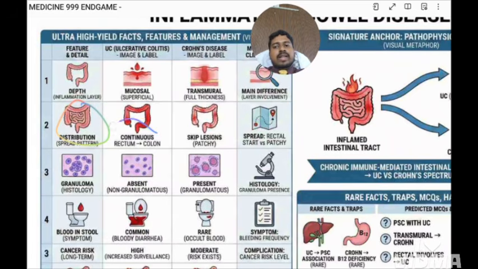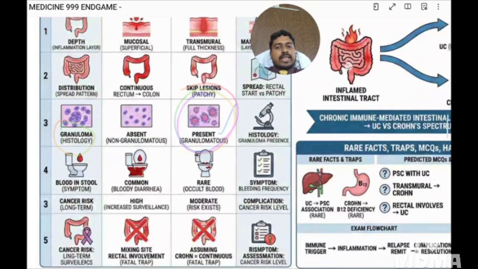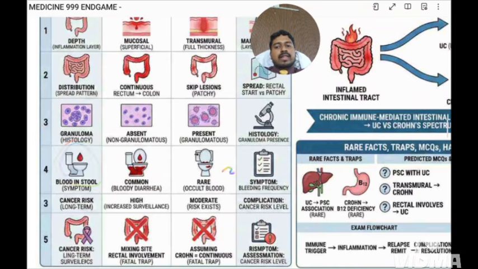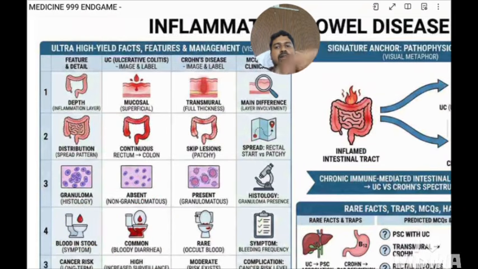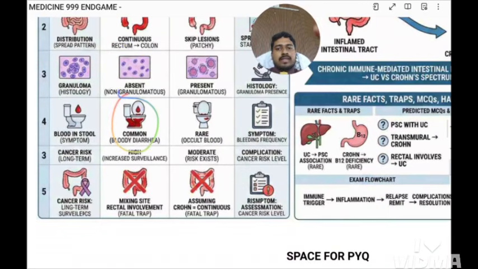Next, distribution wise it is continuous in ulcerative colitis. Crohn's I told they are skip lesions. Okay, here and there it will come. Next, granulomas are seen in Crohn's disease. I told you non-caseating granulomas. Next, blood in stools is seen more in case of ulcerative colitis. You see here the whole colon is inflamed and it is superficial also. That's why more chance of blood in stools is seen here.